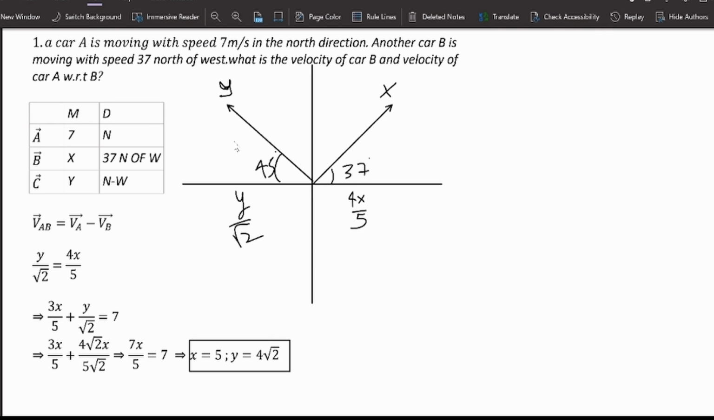I just wanna confirm, is my cursor visible? Can somebody reply in the chat? Okay, thank you.